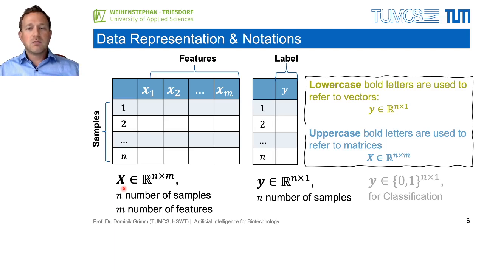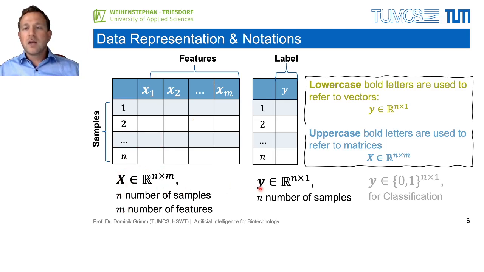They are used to refer to matrices. So here, uppercase X is an element of the real numbers, which has the following dimensions: n times m. And n is the number of samples, and m is the number of features, that we usually use to denote the data matrix.